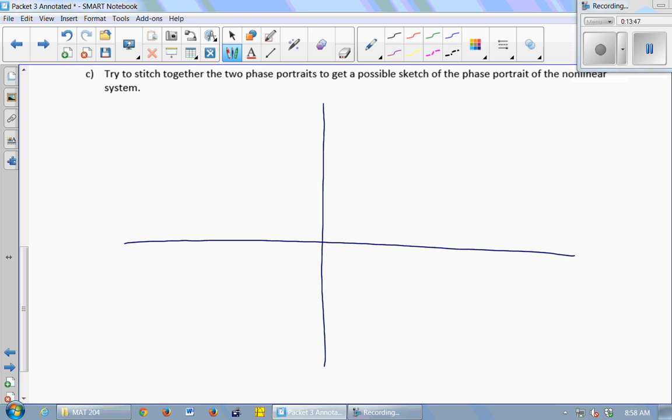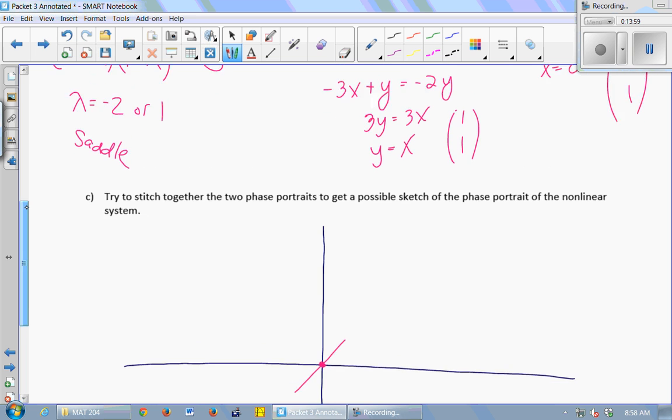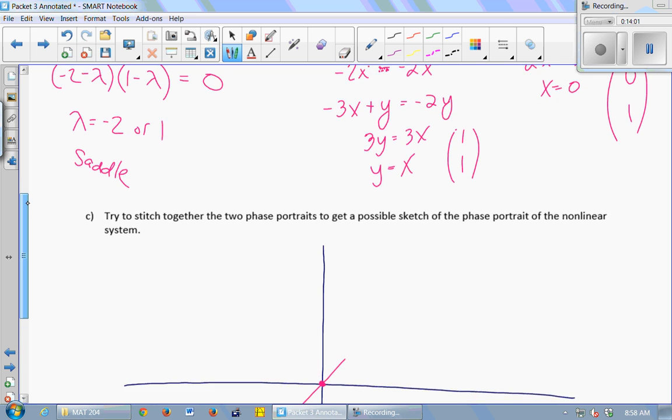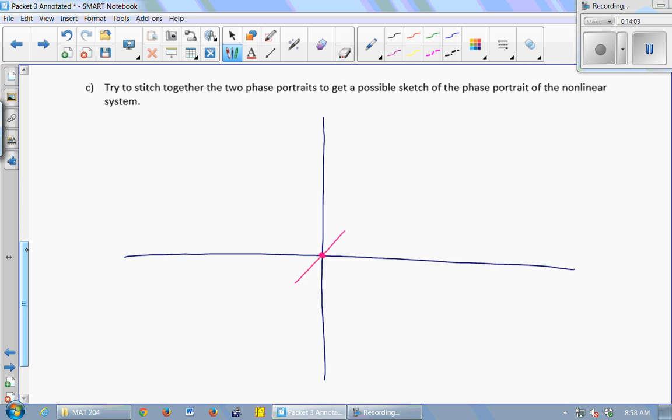Okay, so at 0, 0, I have a saddle. And one of my eigenvectors was 1, 1, the line y equals x. And the other one is x equals 0. So 0, 1 would point straight up like that.